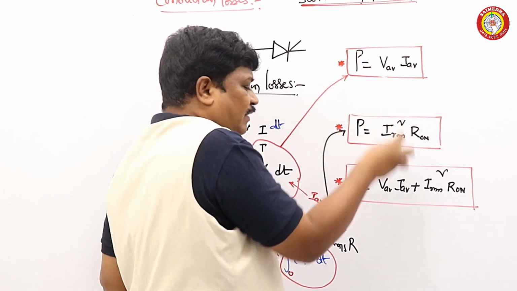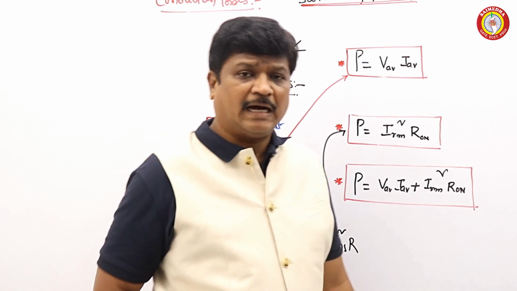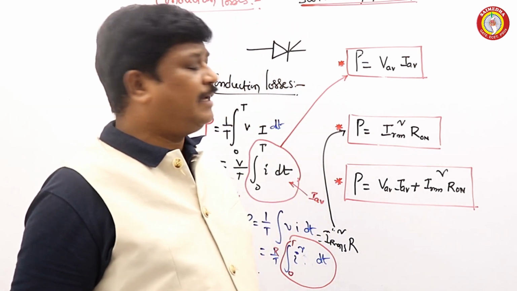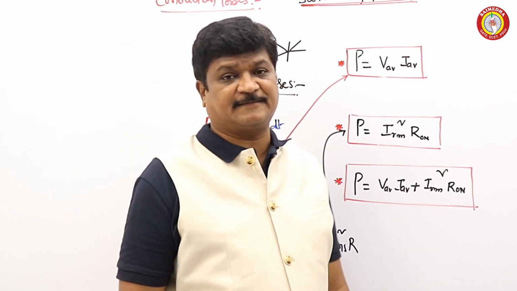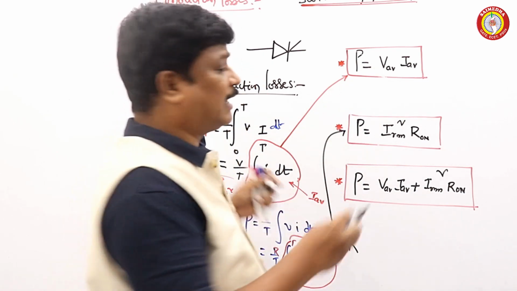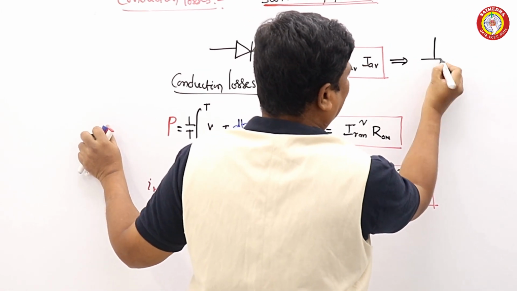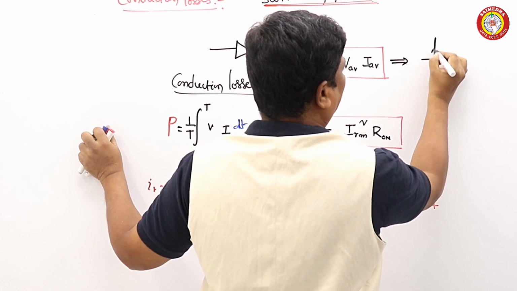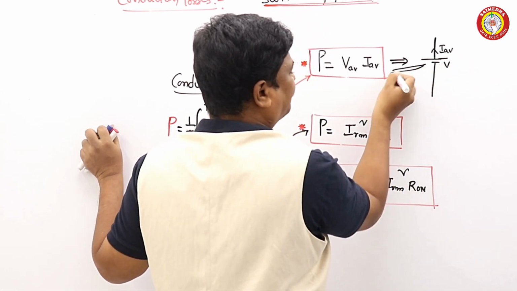Sometimes voltage and current will both be there. I think in analog electronics, if you studied, in the diode there is a piecewise linear model: diode in series with the resistance. So when we have to use this formula? We use this formula if you have a battery like this. Your equivalent has a battery, V is here, current I average is here. The formula to calculate the power is this one.